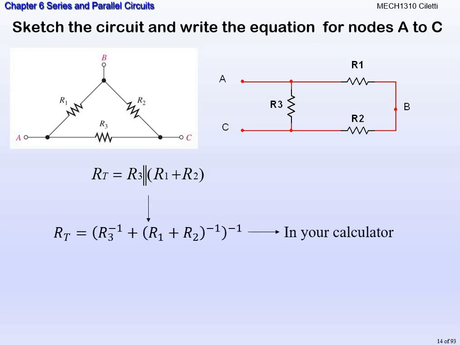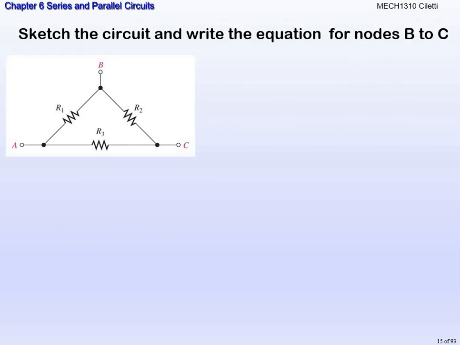Alright, so if you were to write this one in your calculator, you'd have R3 inverse plus, then you have to do the parallel combination there of R1 plus R2 inversed, and then the quantity inversed. Okay, so R1 and R2, that's the series piece. That's why they get the extra set of parentheses there.